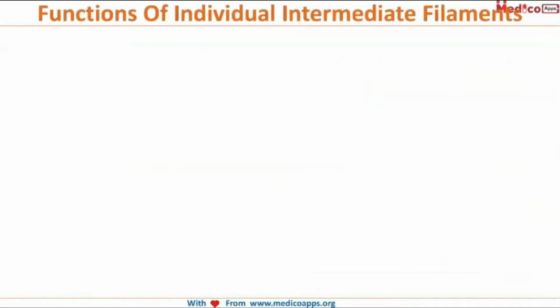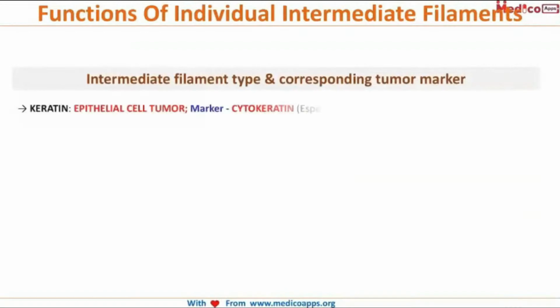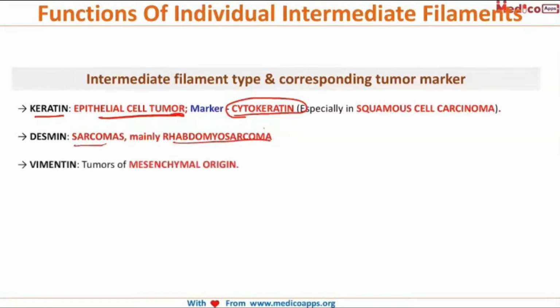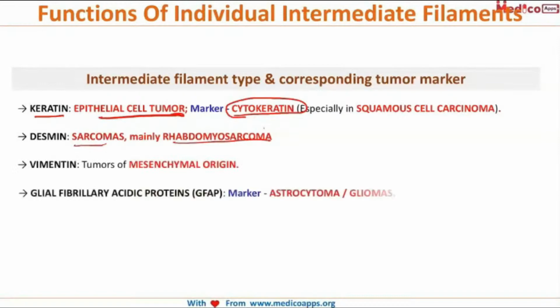We have seen that these are important tumor markers. So let's look at them. Now keratin is a marker for epithelial cell tumor. The marker is cytokeratin. Especially for squamous cell carcinoma, you will be using this cytokeratin as the marker. Now Desmin is an indicator for sarcoma, especially rhabdomyosarcoma. Then Vimentin for any tumors of mesenchymal origin. Then GFAP for astrocytoma or glioma. See, all of these indicate tumors of where they are present.